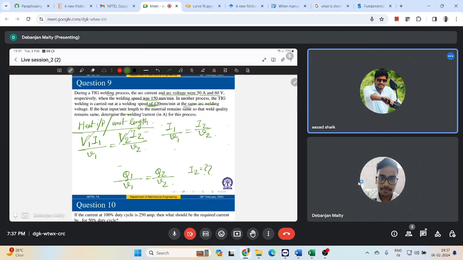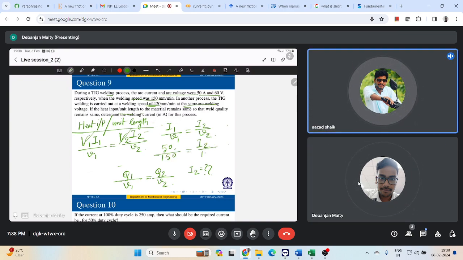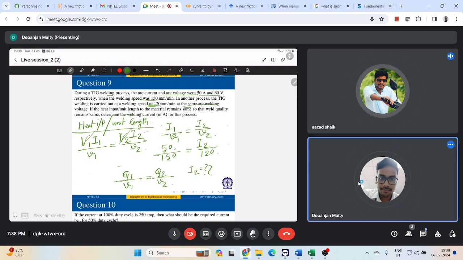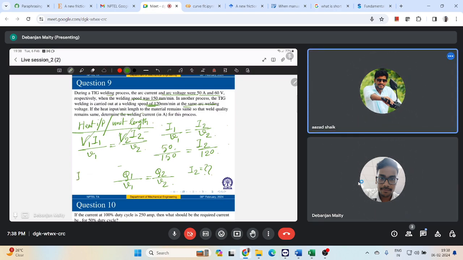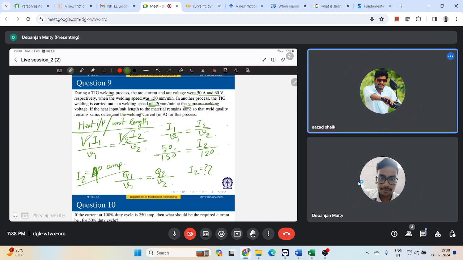So 50 ampere, with 150 mm per minute as the first speed, and I2 with 120 mm per minute. So how much is this coming to? It's 20, 1 by 3, 3 is 40. 40 it is, right? Yes, sir. 40.